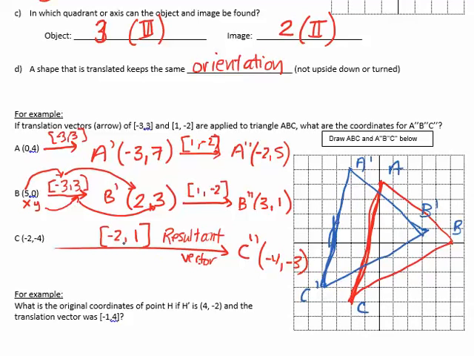And my resultant vector, I saw, is -2, 1. That means 2 to the left and 1 up. So all of these original points moved to the left 2 and up 1.